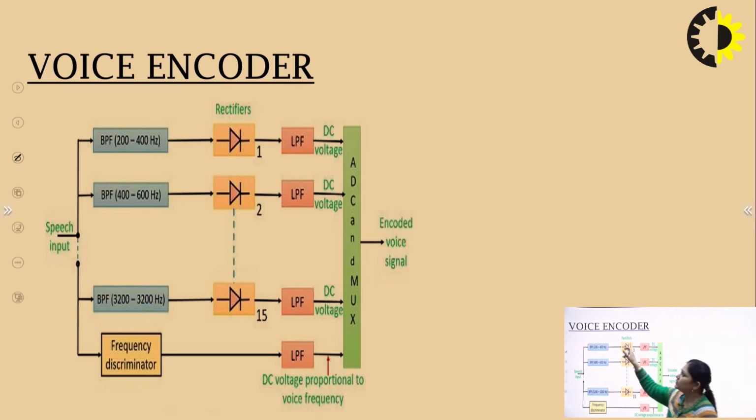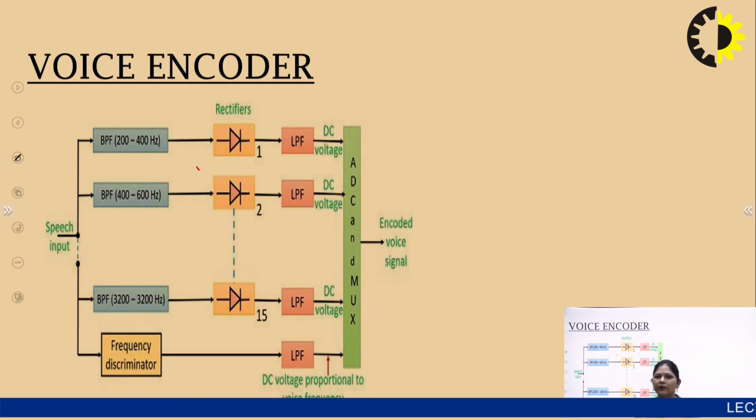The same, now this is the voice encoder. You can see how actually we are using various electronic components to generate the voice type of signal, encoded voice type of signal. So the speech input is there. When we are speaking, speech signal is being there. It comprises of multiple frequencies.